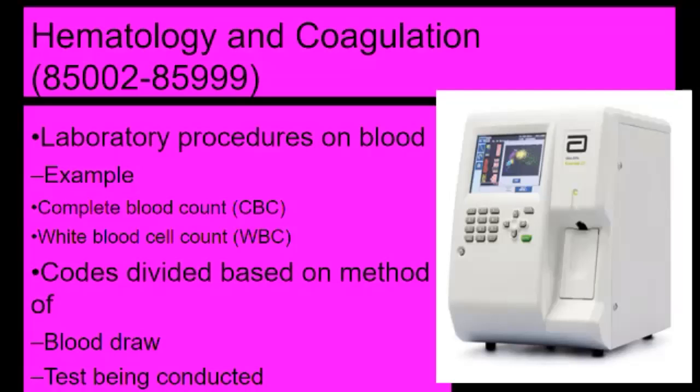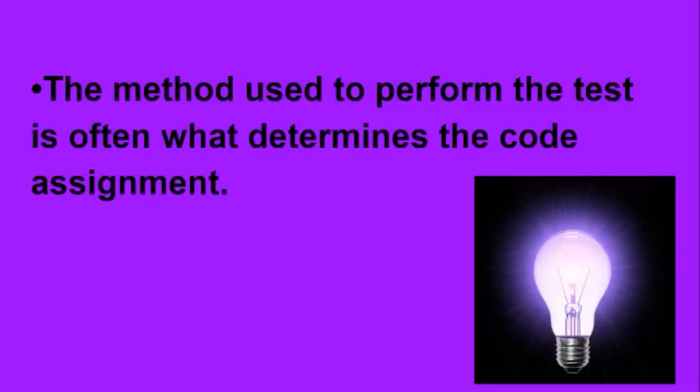Hematology and coagulation. Laboratory procedures on blood. For example, complete blood count is a CBC, white blood cell count is a WBC. Codes are divided based on the method, blood draw, and test being conducted. The method used to perform the test is often what determines the code assignment. So we need to remember what is the method.